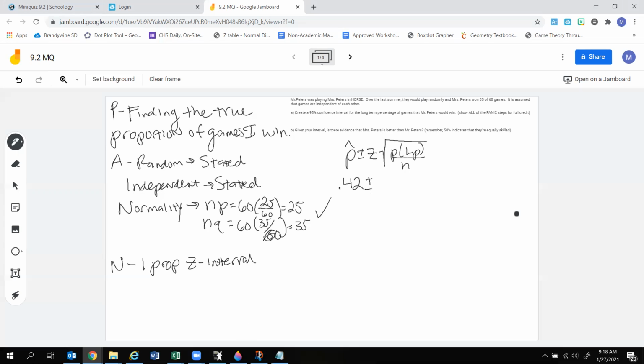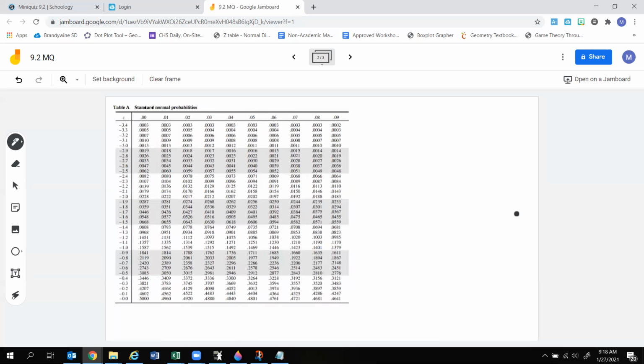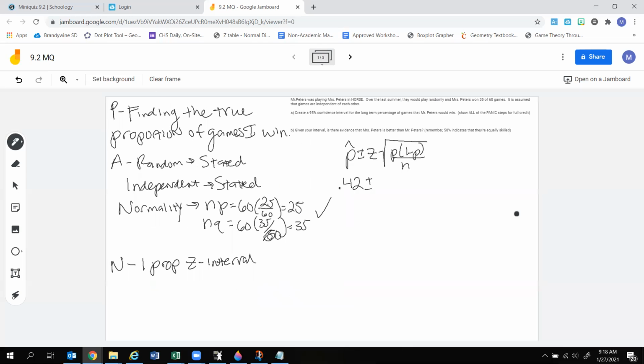All right, z score, I need my critical value. So we have a 95% confidence interval. Remember, if you have a 95% confidence interval, that means you have 95% in the middle. That means you have tails of 2.5%, or 0.025. So I need to hunt through here to find 0.025, which happens to be right here. If I line it up, it goes with 1.96. So 1.96 is going to be my critical value.